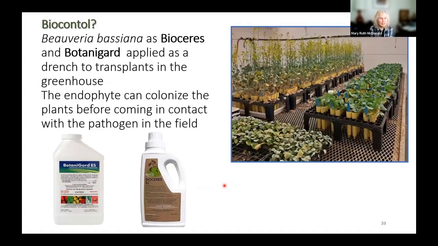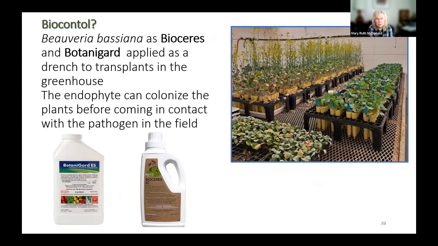So I'm just going to wrap up with some kind of fun or interesting work that we've been doing to look at a potential biocontrol for clubroot. There's a fungus, Beauveria bassiana, that's sold in a number of commercial formulations. We looked at Bioseries and Botanigard. These are registered to control insects on plants, often in the greenhouse. This fungus also colonizes plants as an endophyte, so it actually grows within the plant. And there were some reports that it would help protect plants against clubroot.